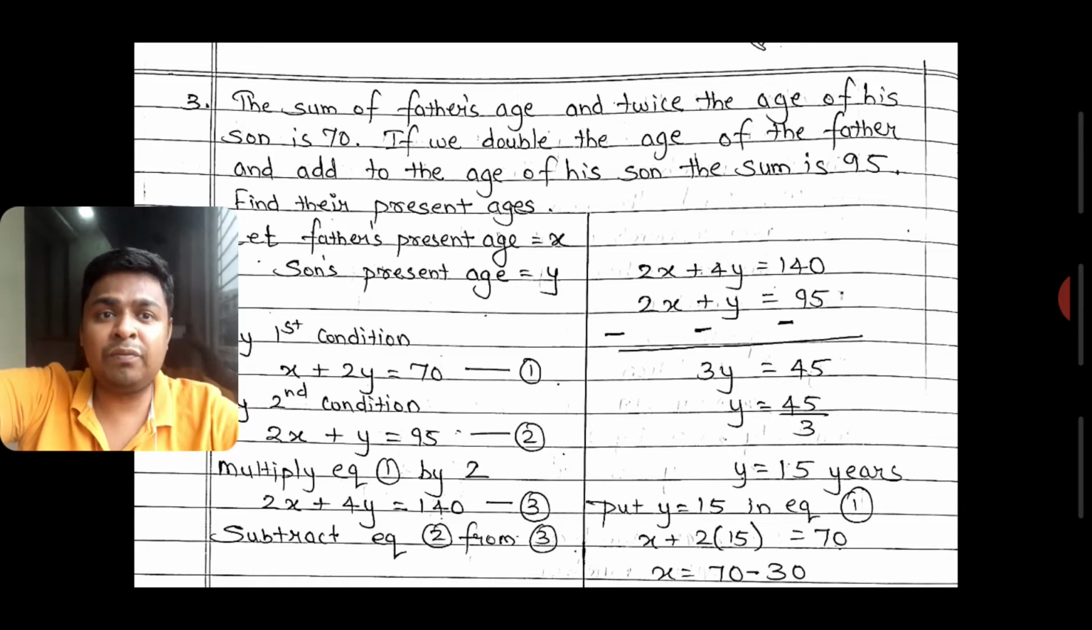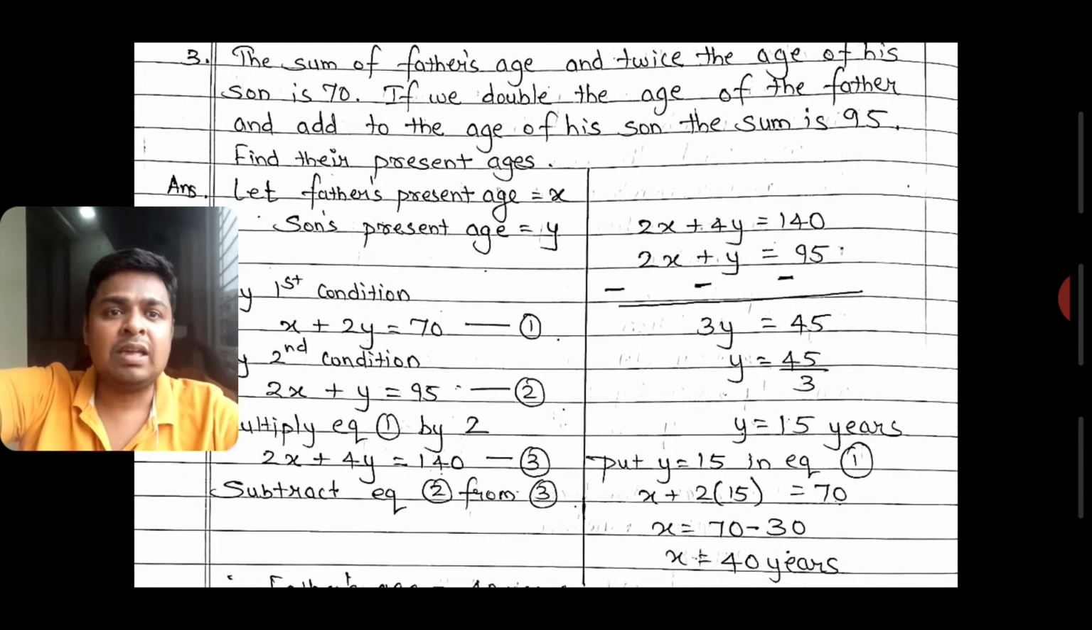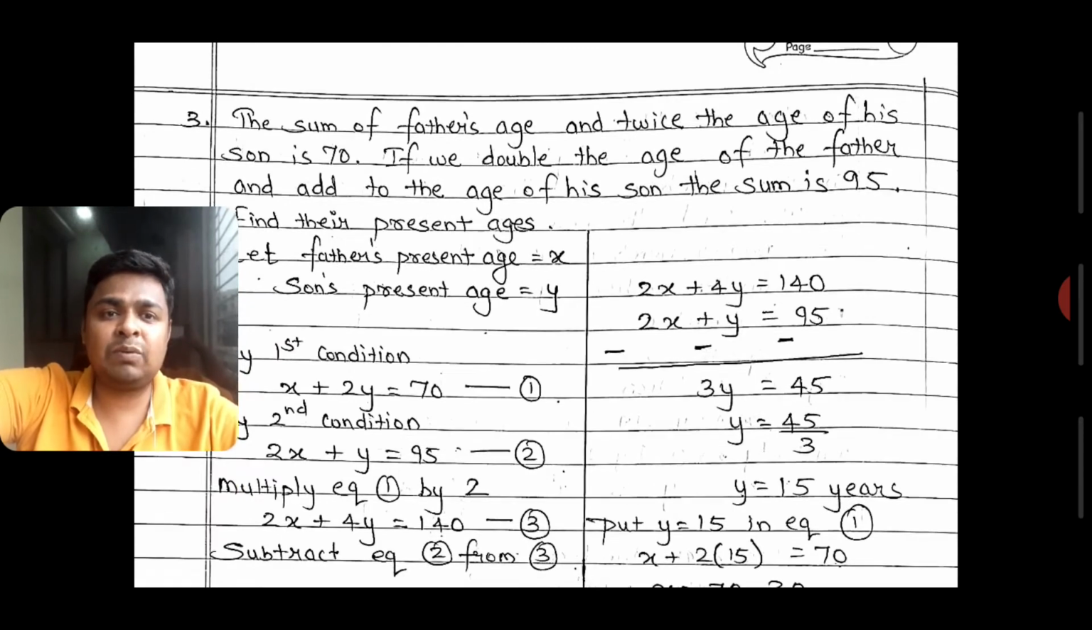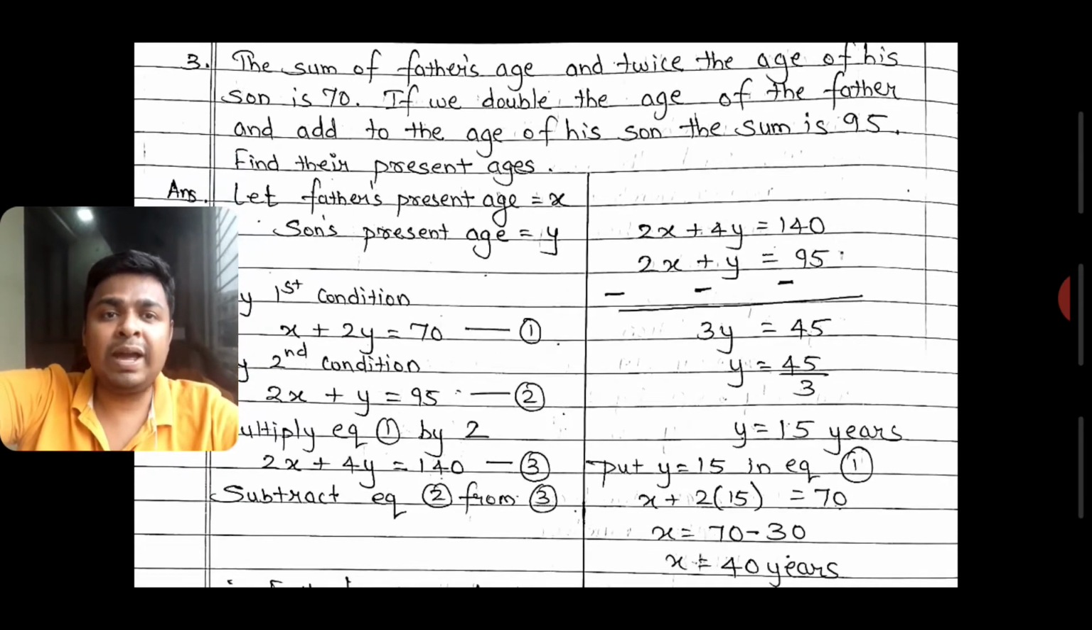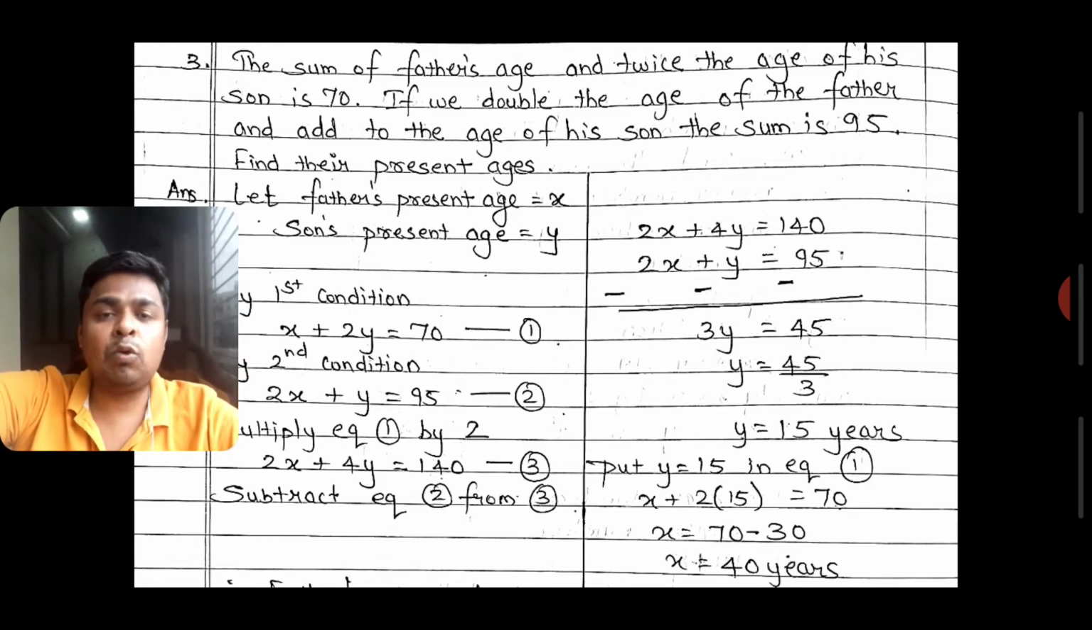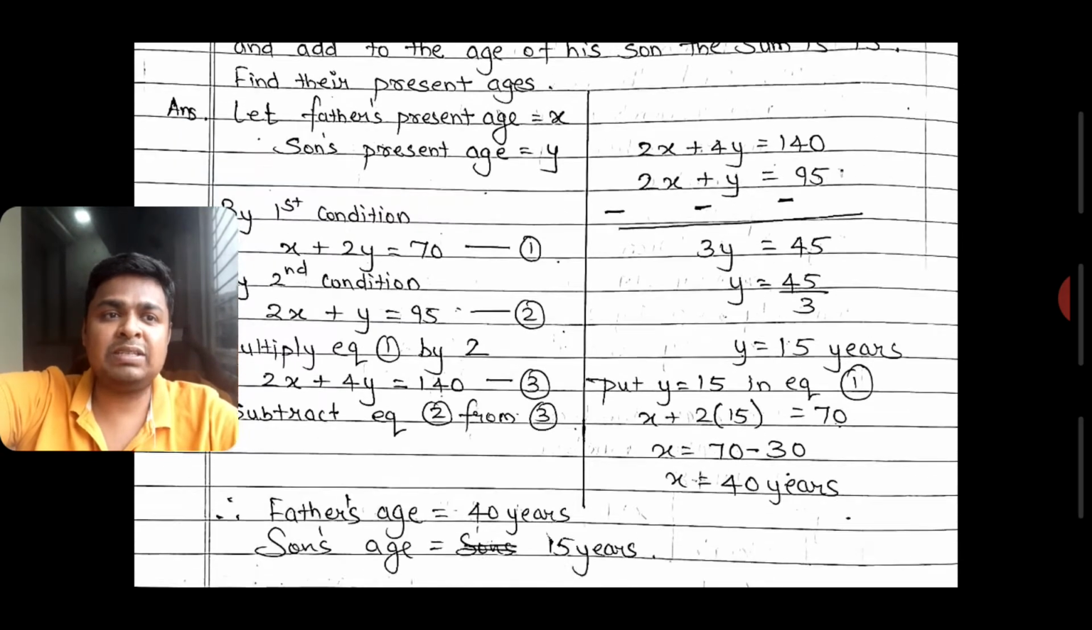Now look at the coefficients of x and y, they are not equal. Suppose we multiply the first equation by 2. What do we get? 2x plus 4y is equal to 140. And when we subtract the equations, you can see the coefficient of x becoming the same. We can subtract it. x will get cancelled. We'll get 4y minus y will become 3y, that is equal to 45 and y is equal to 15 years.